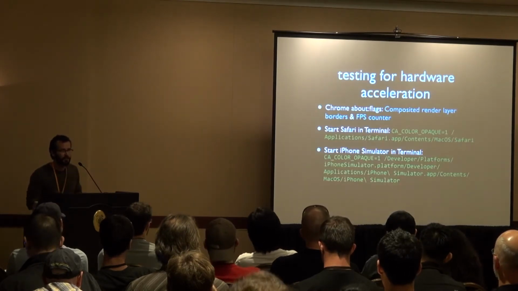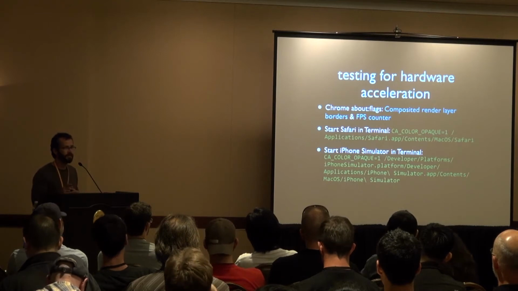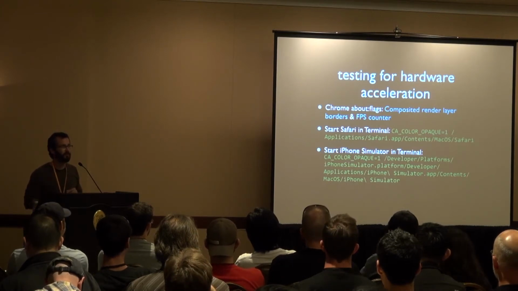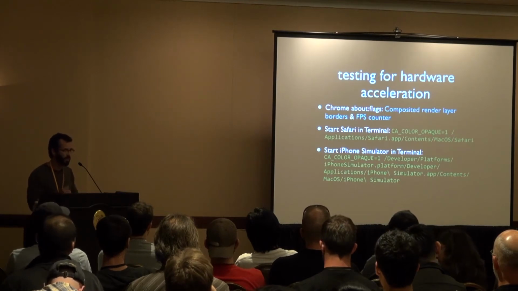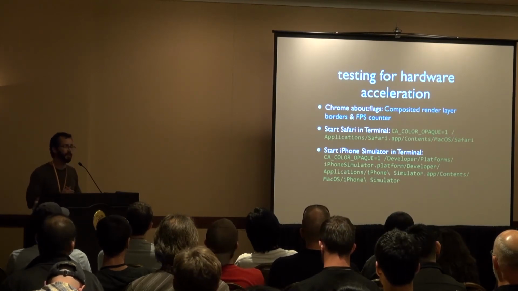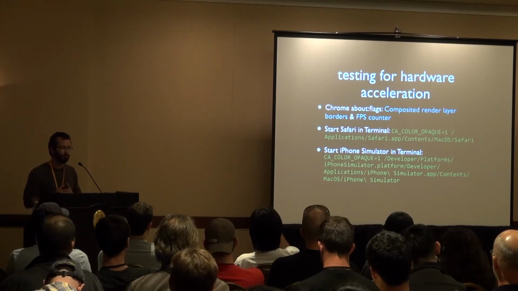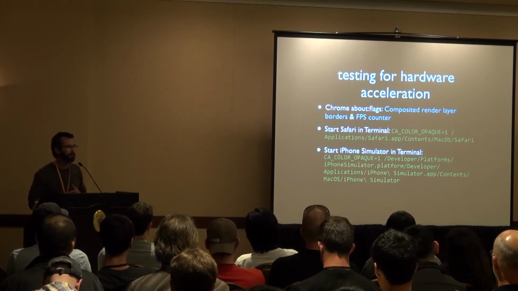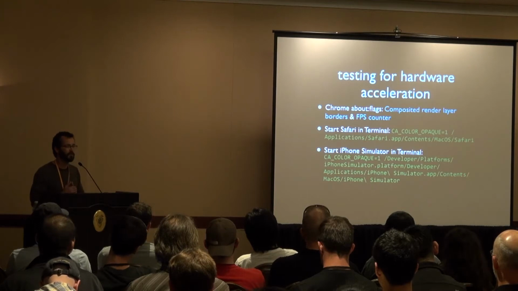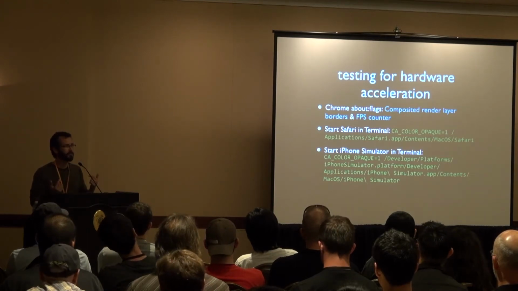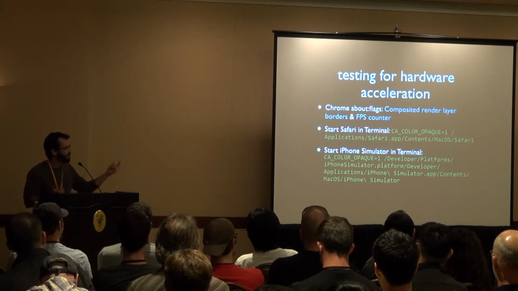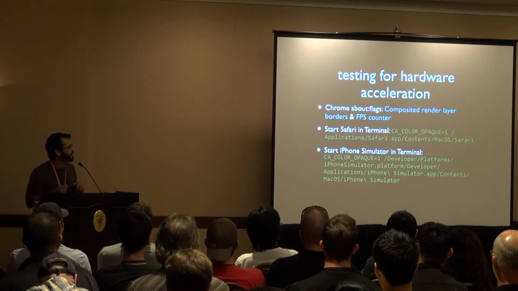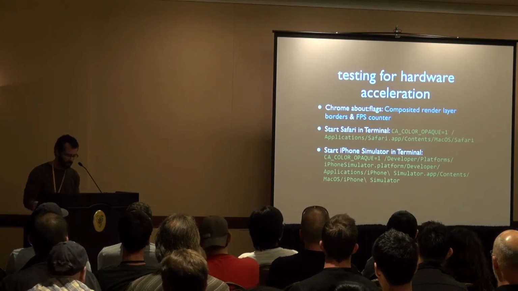But we want to make sure that we've got it running right, because who knows, maybe a browser quirk, we never know. We've got to make sure that we've got the hardware acceleration running. So what we do is we either get into our flags in Chrome, or we get into Safari or the iPhone simulator from the terminal. So you can launch Safari or the iPhone simulator from terminal with this code, or you can set these flags in Chrome. So let me just show you what that looks like briefly.